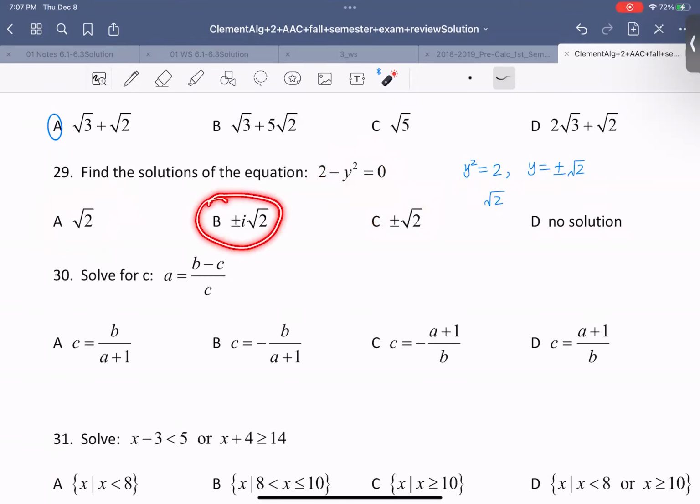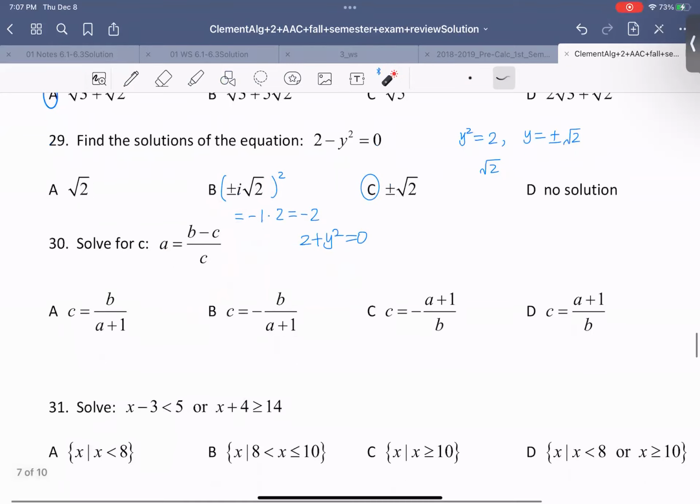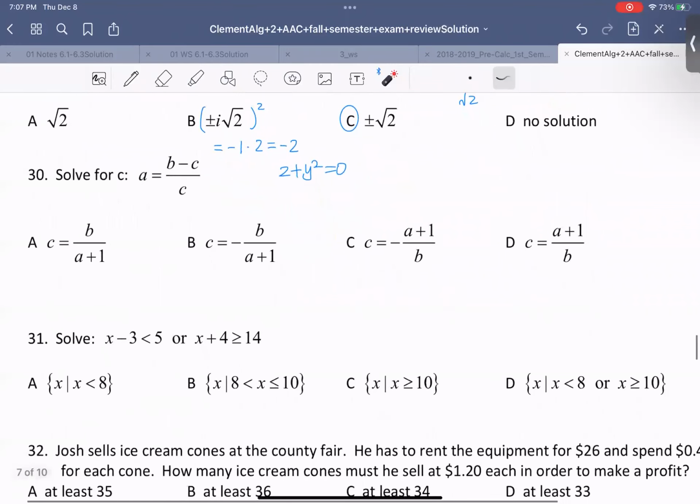No, that's impossible. Because that guy squared, plus squared is plus, minus squared is also plus. But the i squared itself is negative 1. Square root 2 squared is 2. So this guy is negative 2. If I have 2 plus y squared equals 0, then this guy will be the answer. Okay, so please don't confuse yourself. Nothing too easy. We don't want to talk about it. Still too easy.